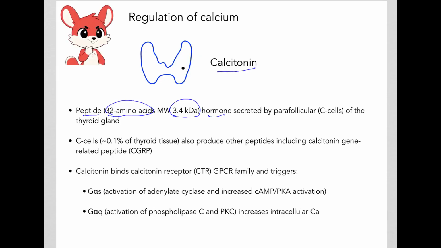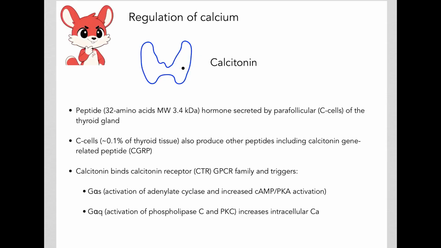This peptide hormone is secreted by the parafollicular cells or C cells present in the thyroid gland. These C cells, which constitute a very small part of the thyroid tissue, only about 0.1%, also produce, besides calcitonin, other peptides, including one called the calcitonin gene-related peptide, or CGRP.